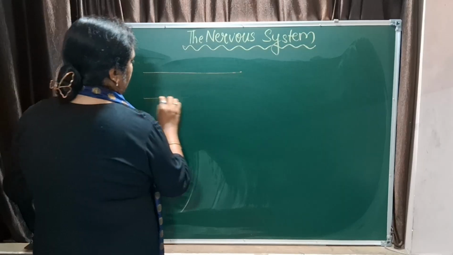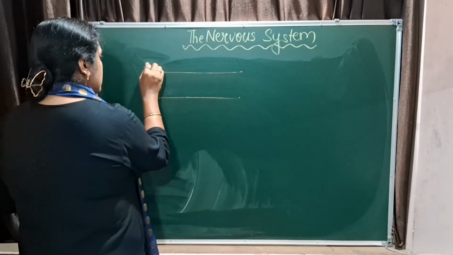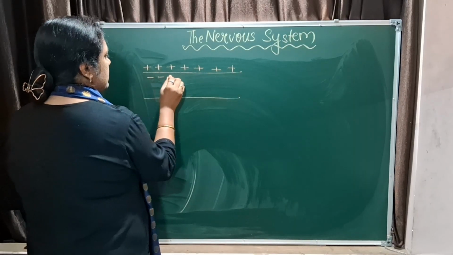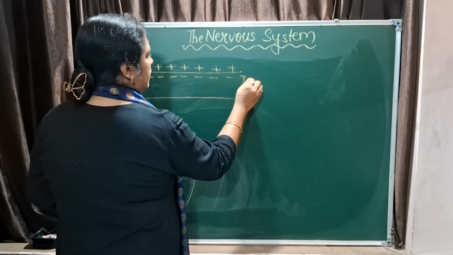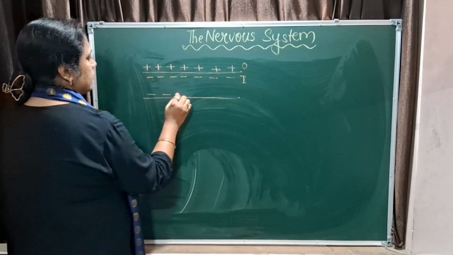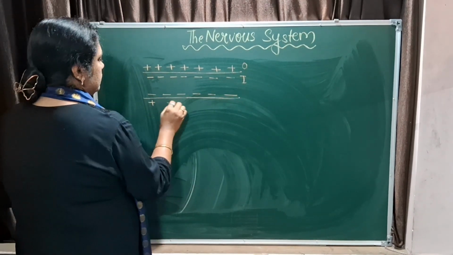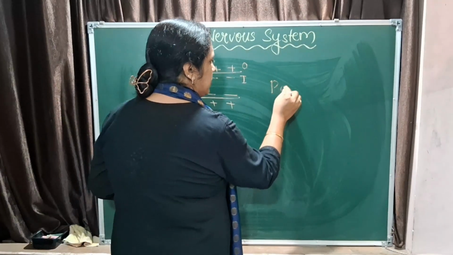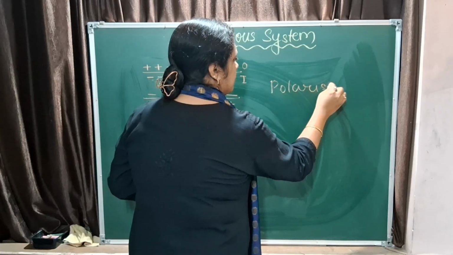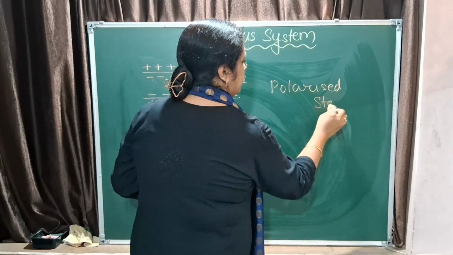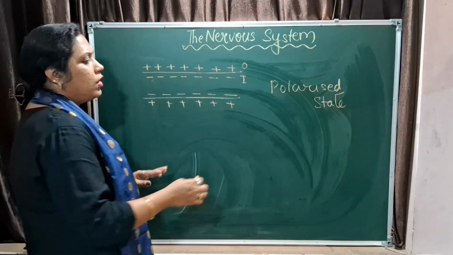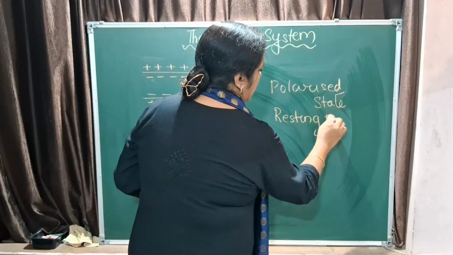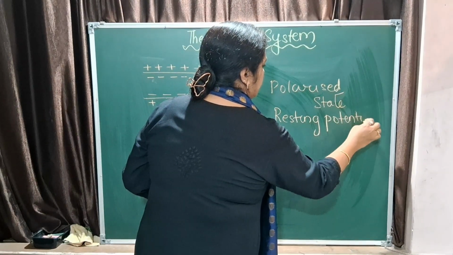This is an axon. Generally, positive is outside and negative is inside. This is in, this is out. This one is called the polarized state, or you can say the resting potential.